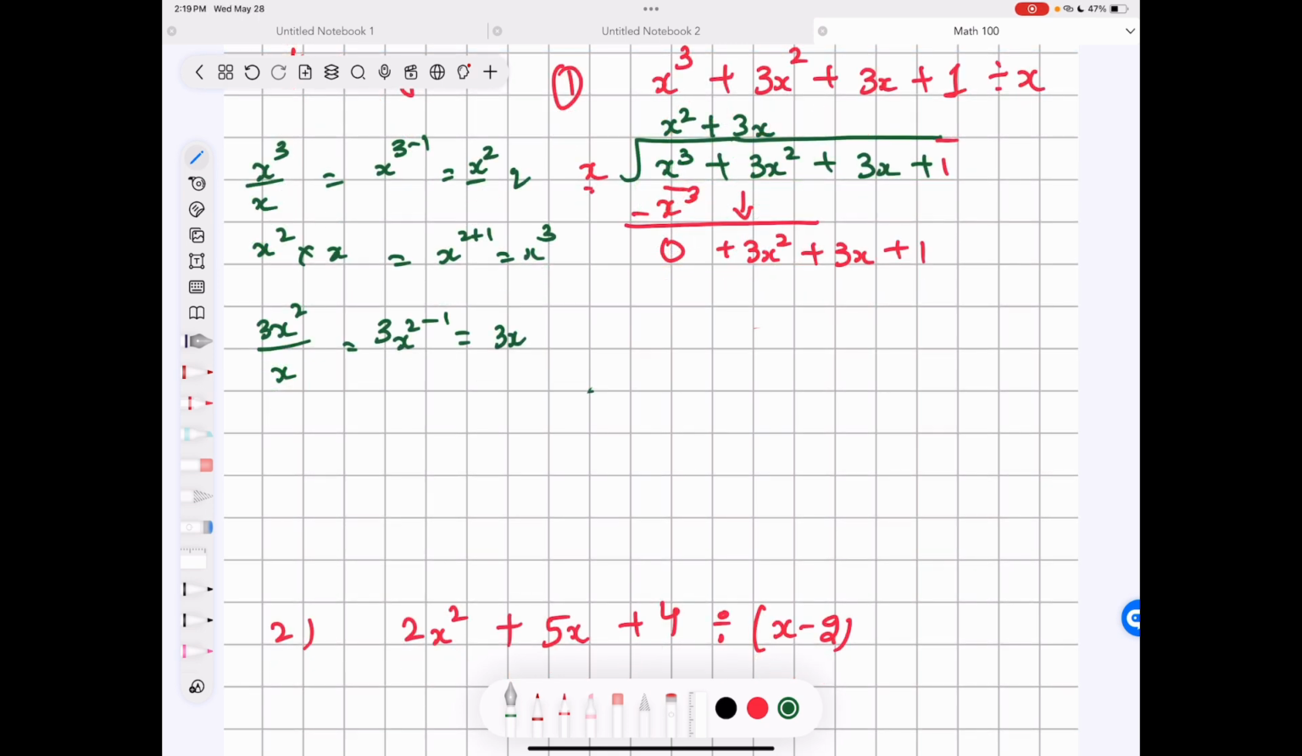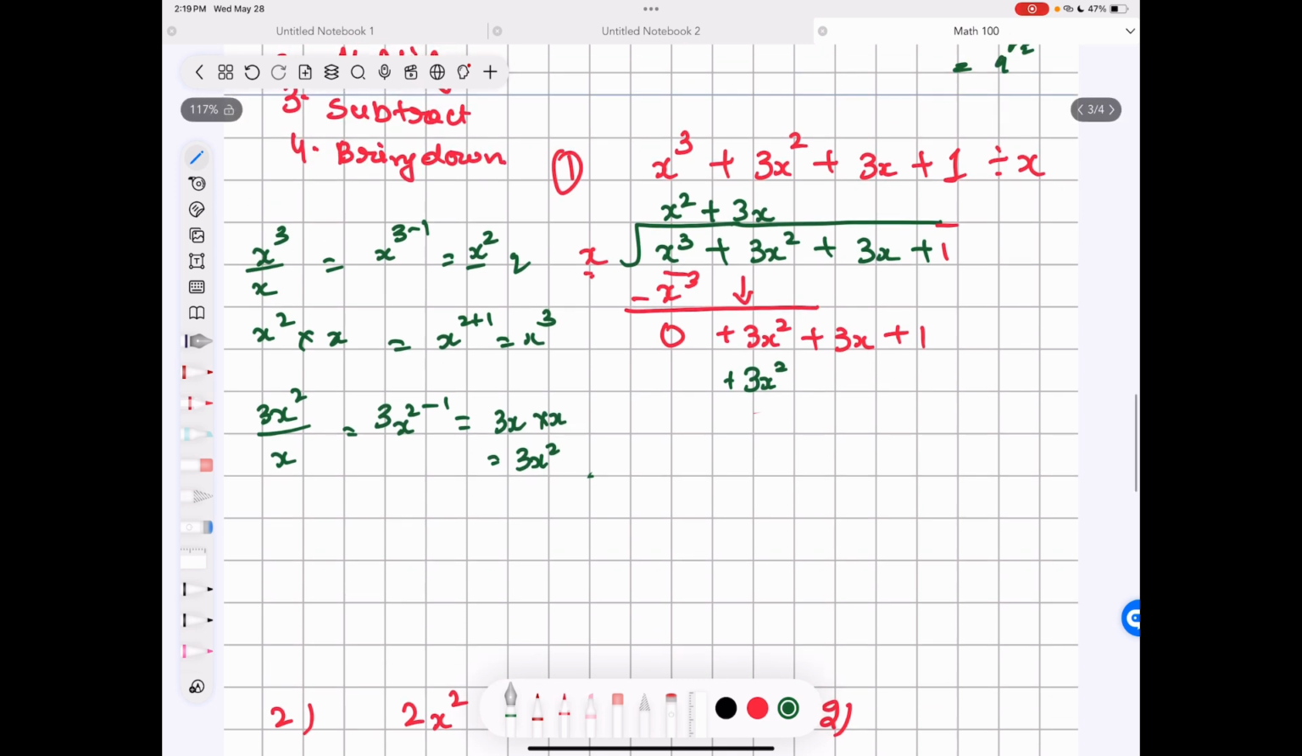So now our second step is to multiply. We're gonna multiply 3 into x. We get 3x to the square. We have our quotient here. We're gonna write it, 3x to the square. Since this is a plus, we are gonna subtract, which is our third step. We are gonna subtract, and then we are gonna get 0 for this. This cancels, this cancels. We are gonna bring down plus 3x plus 1.